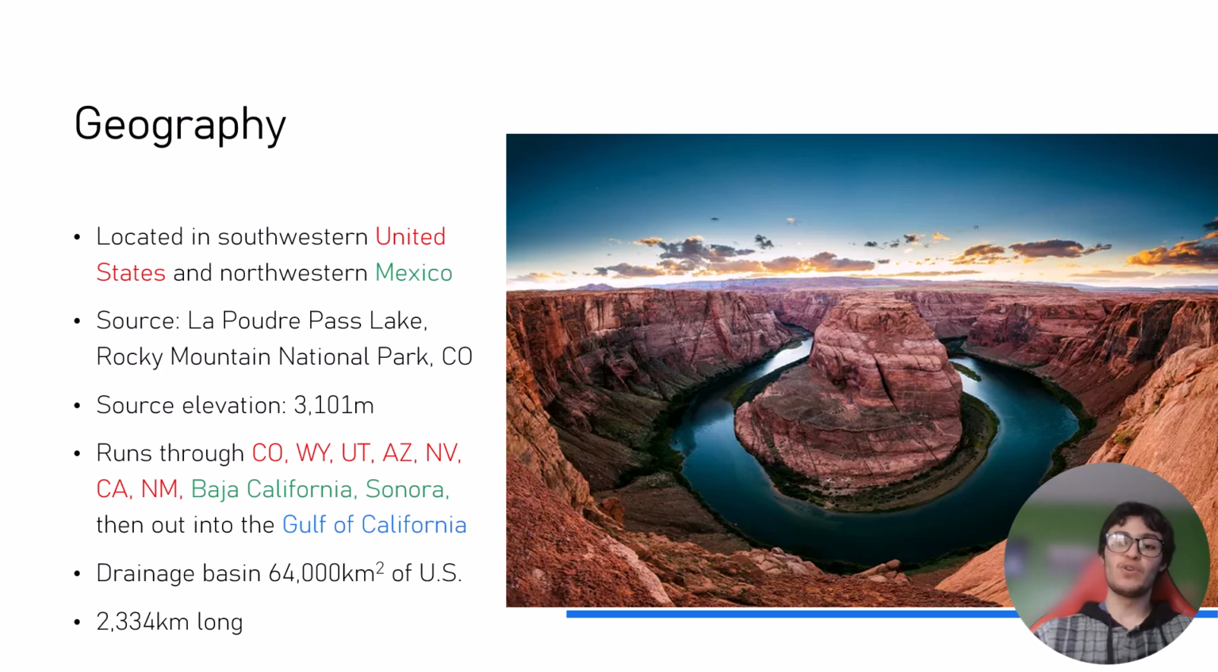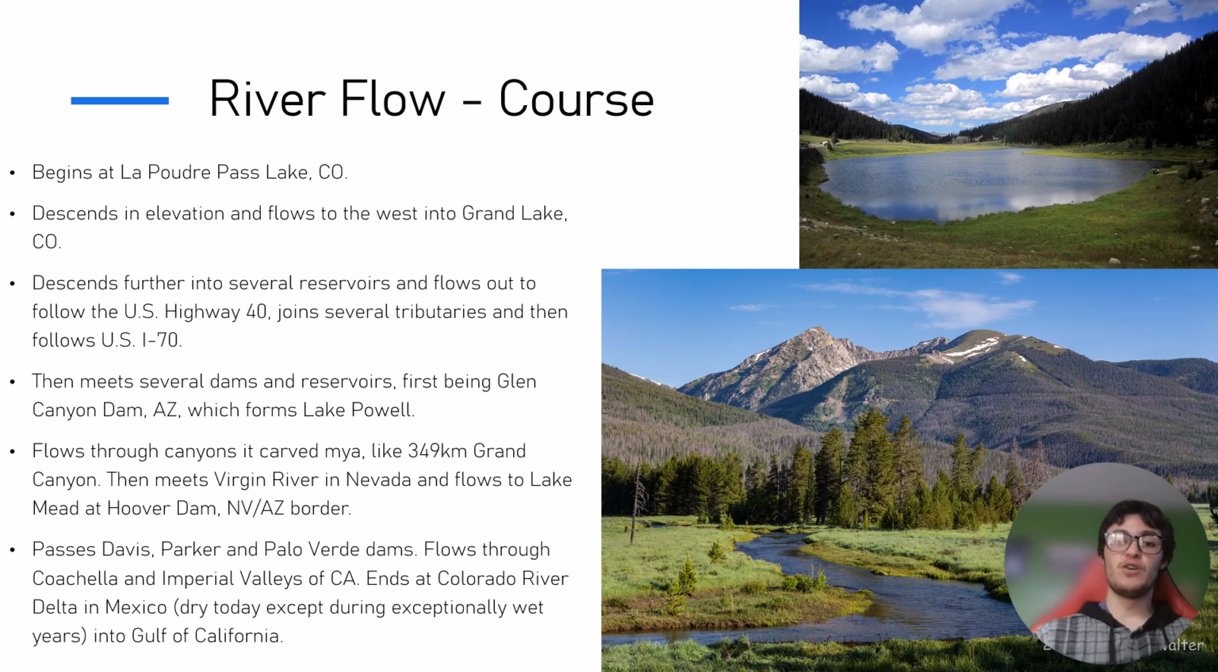Now it runs through, of course, as I said, the United States and Mexico before dumping out into the Gulf of California. The United States states that it passes through are Colorado, Wyoming, Utah, Arizona, Nevada, California, and New Mexico, whereas the Mexico states are Baja California and Sonora. It occupies a drainage basin of 64,000 kilometers squared of United States territory, and it is a length of 2,334 kilometers.